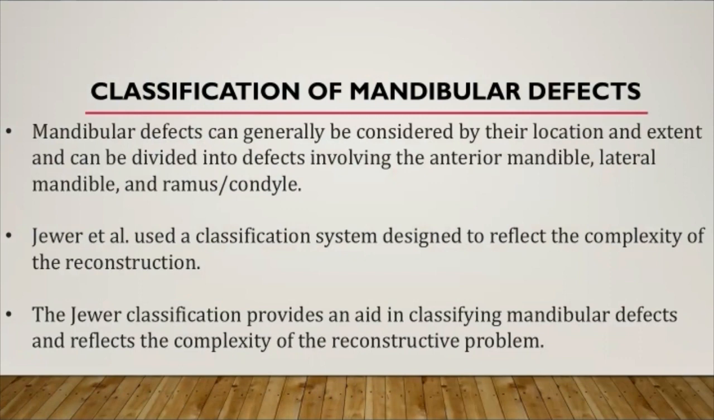Classification of mandibular defect. Mandibular defects can generally be considered by their location and extent and can be divided into defects involving the anterior mandible, lateral mandible, and the ramus or condyles. Jewer et al. used a classification system designed to reflect the complexity of the reconstruction. The Jewer classification aids in classifying mandibular defects and reflects the complexity of the reconstructive problems.